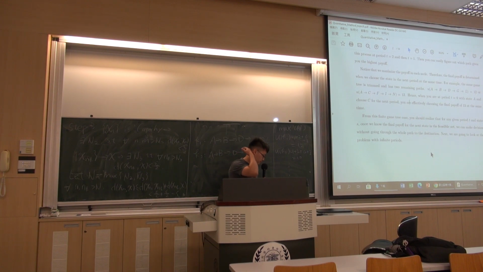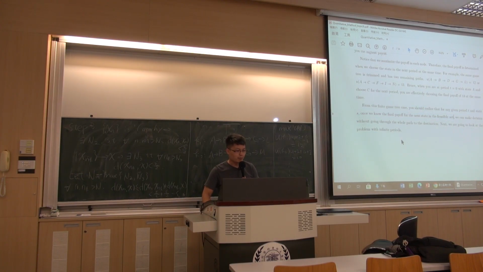From this finite period example, I already put it here. Okay, so if you already know, for a given period t and state s, what is the best outcome for the next state in the feasible set, then making a decision will be much easier. Okay, so that is the concept here. And then we are going to the main dish, which is infinite period.